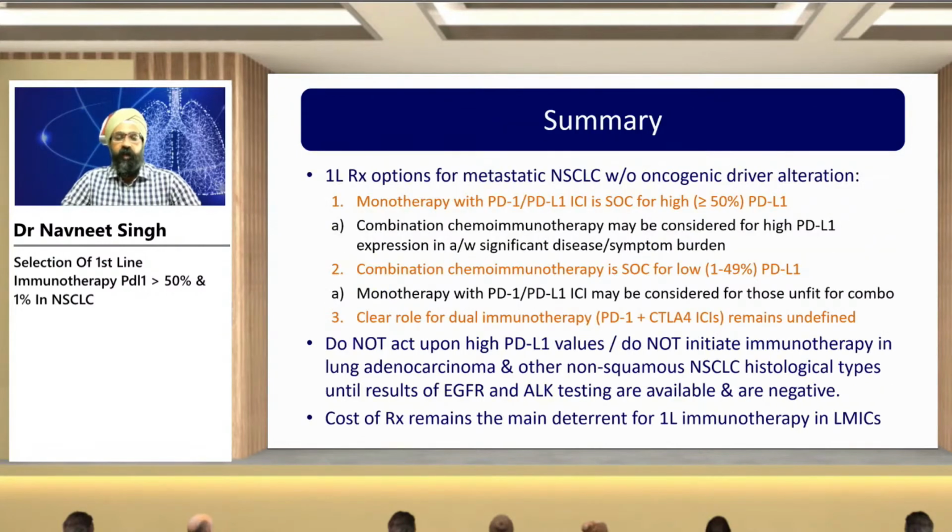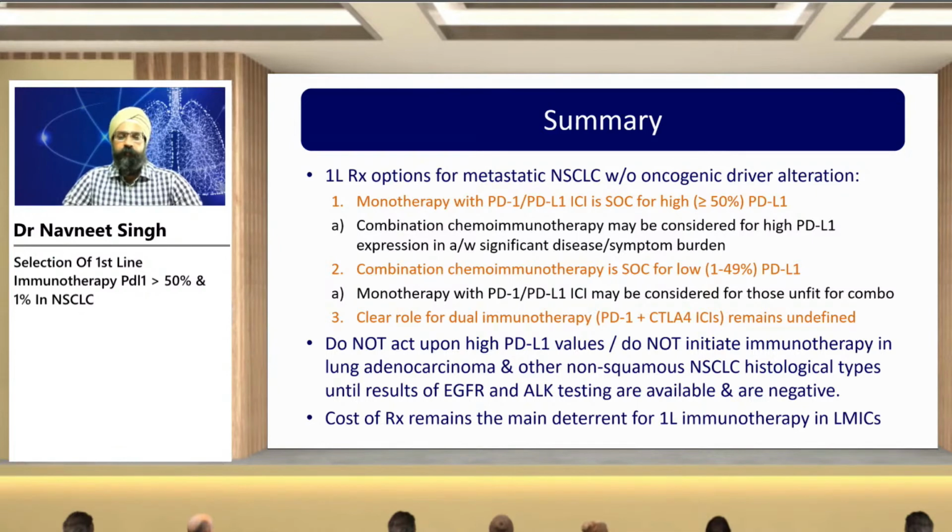And so to summarize, first-line treatment options for metastatic non-small cell lung cancer without oncogenic driver alterations. For high PD-L1 patients, which is 50% or more, it is monotherapy with a PD-1 or a PD-L1 immune checkpoint inhibitor. As of now, that would imply pembrolizumab or atezolizumab. But a combination chemoimmunotherapy can be considered for even these patients if there is a significant disease burden or significant symptom burden. On the other hand, combination of chemotherapy and immunotherapy is the standard of care for low PD-L1 expressors.